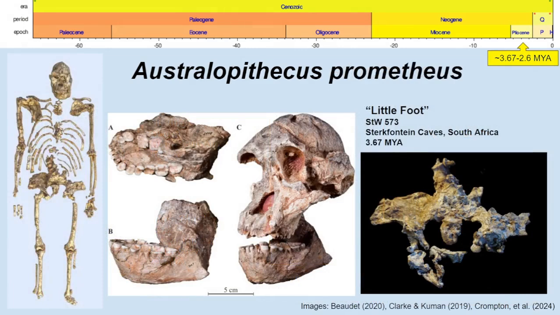In the late 1940s, Raymond Dart had recognized a contemporaneous species to Africanus, which he called Australopithecus prometheus, today encompassing a collection of specimens from caves in South Africa dating to between 3.67 and 2.6 million years ago. And that includes the recently extracted specimen StW 573, or Little Foot, which is shown here on this slide, which is without a doubt one of the best and most complete Australopiths currently known.